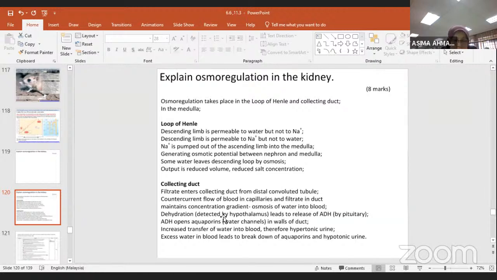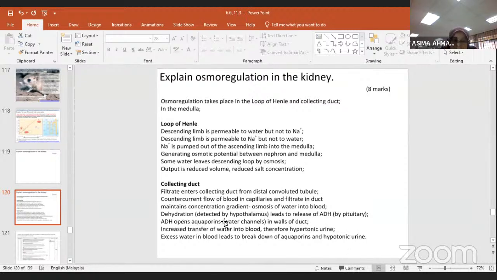And then dehydration, this one talks about osmoregulation. Dehydration detected by the hypothalamus leads to the release of ADH by the pituitary gland. ADH opens aquaporins, water channels in the walls of the duct, increasing transfer of water into blood, therefore producing hypertonic urine, small volume of concentrated urine. Excess water in blood leads to breakdown of aquaporins and producing hypotonic urine.